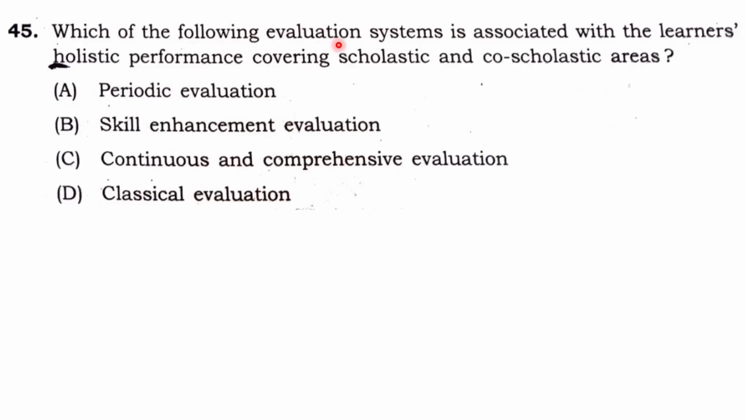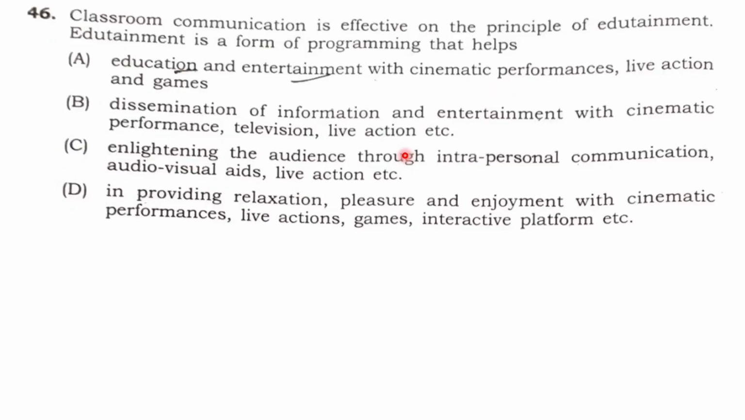Which of the following evaluation systems is associated with the learner's holistic performance covering scholastic as well as co-scholastic areas? The correct answer should be continuous and comprehensive evaluation. Only with this can both the scholastic and co-scholastic areas be covered and the holistic performance evaluated.